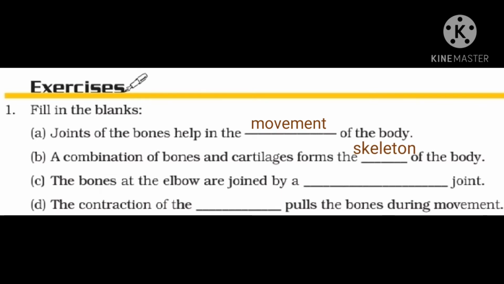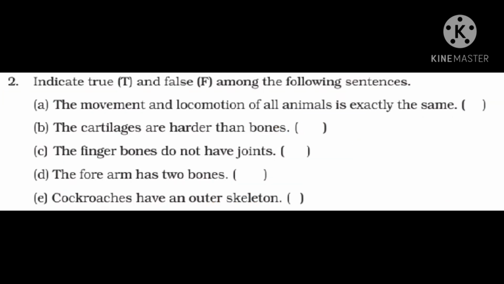Third question: the bones at the elbow are joined by a dash joint. Which joint? Yes, hinge joint. The fourth question: the contraction of the dash pulls the bones during movement. Yes, the contraction of the muscles pulls the bones during movement. Very good.